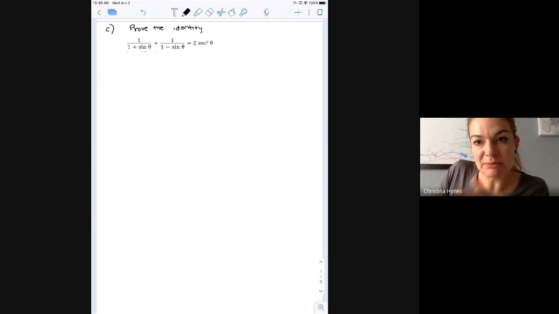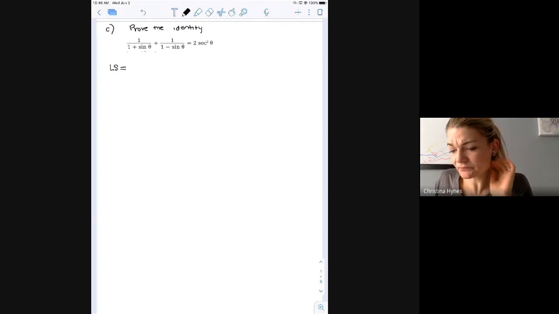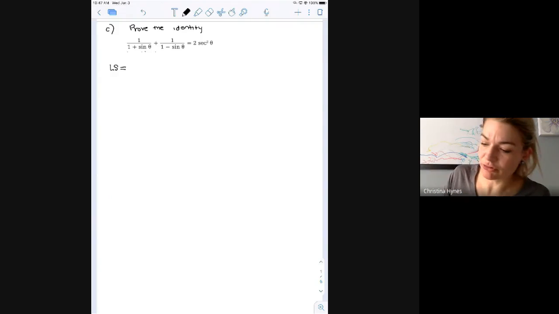So I always work with the most challenging side first. So I'll start with the left side. So in this case, 1 plus sine theta and 1 minus sine theta, you can't really do anything with them. Those are not the Pythagorean theorem identities, because you would have to have the sine being squared. So that's not something I can do. So the only thing I can really do on the left side is get a common denominator. So that's usually what I try to do for examples like this.